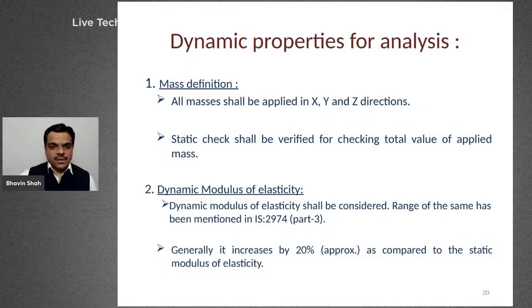And one more thing, the dynamic modulus of elasticity shall be considered, and range is mentioned in IS 2974. Generally, it is higher by approximately 20% as compared to the static modulus of elasticity. And as we increase the modulus of elasticity, again we are going towards the operating speed of the equipment. That's why it is very critical and we should consider it.